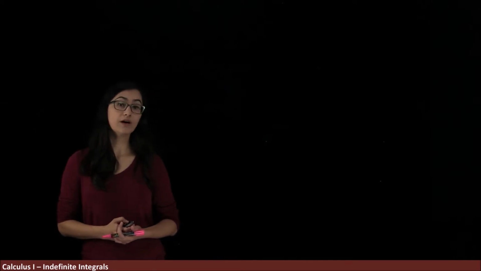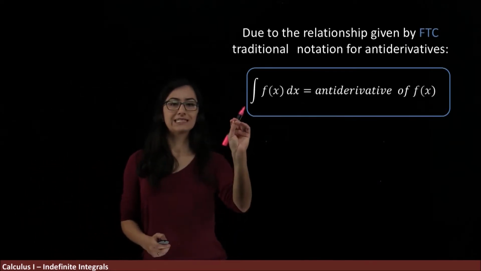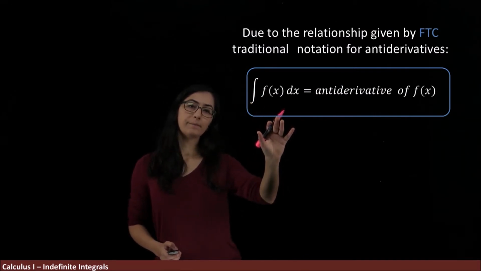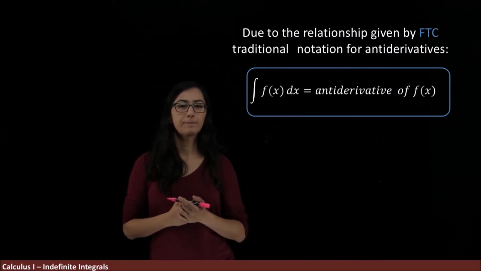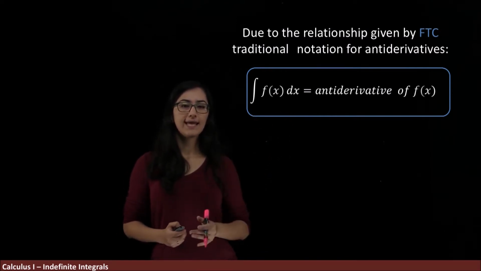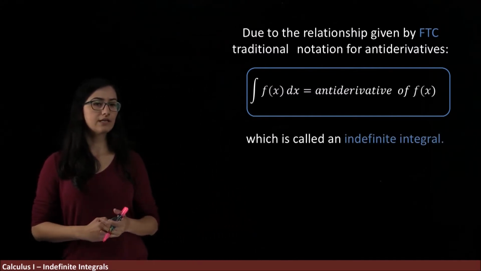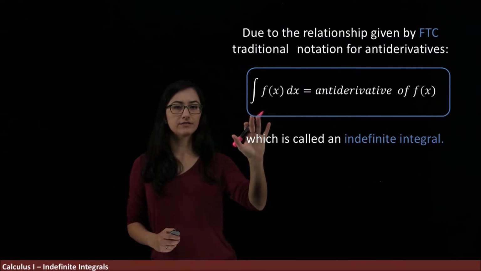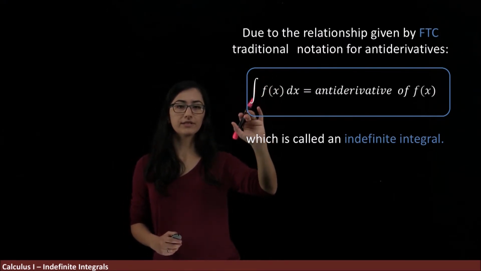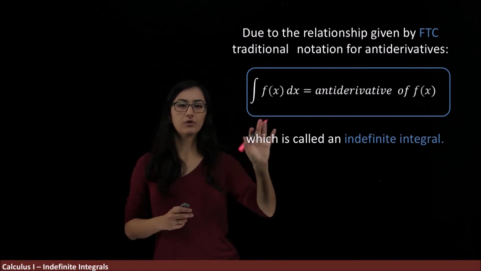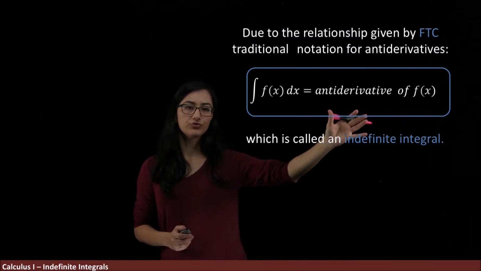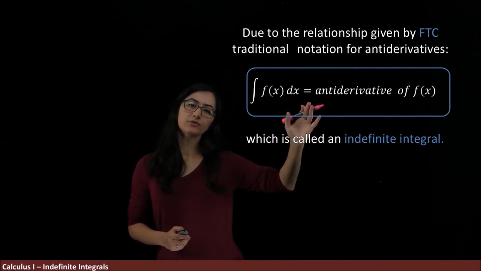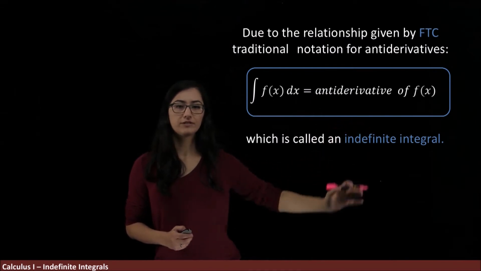So due to the result of the Fundamental Theorem of Calculus, part 1, we're going to use this notation: the integral of a function is going to equal an antiderivative of f of x. And we're going to call this an indefinite integral. Just be careful, there are no upper or lower limits here. So it's just the integral of f of x. The result here is going to equal a general antiderivative, so it's going to equal a family of functions.